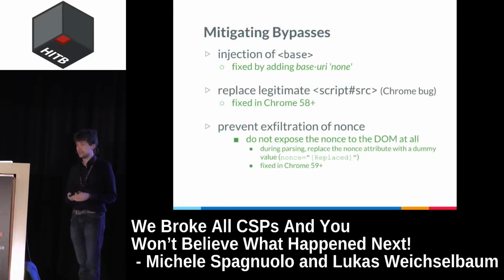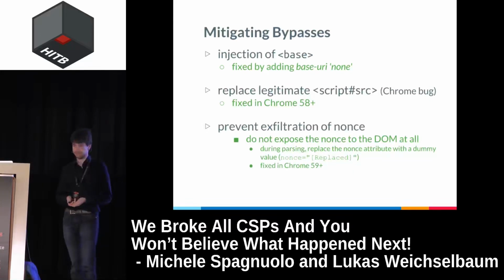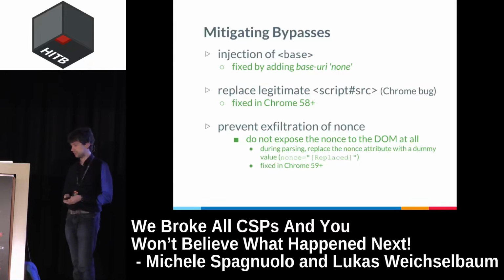So how do we mitigate these bypasses? Regarding the injection of base tags, the fix there is simply adding base-uri 'none'. We did this Google-wide, and we encourage everyone to restrict base-uri if they use nonce-based policies. Replacing legitimate script sources was a Chrome bug that was fixed, so that's all.